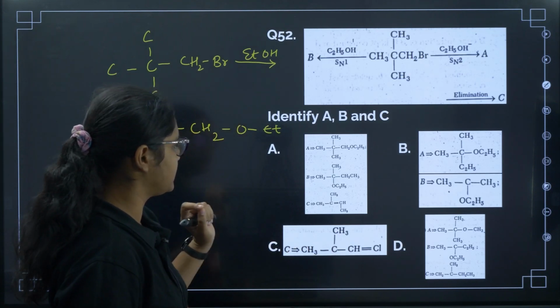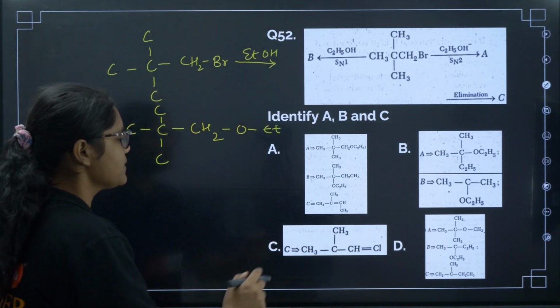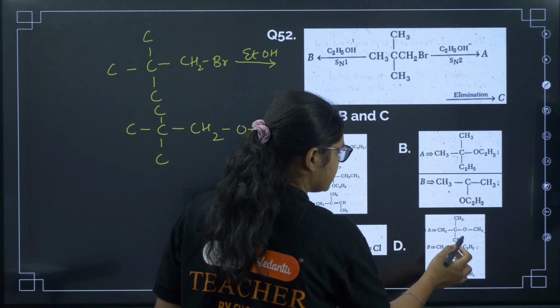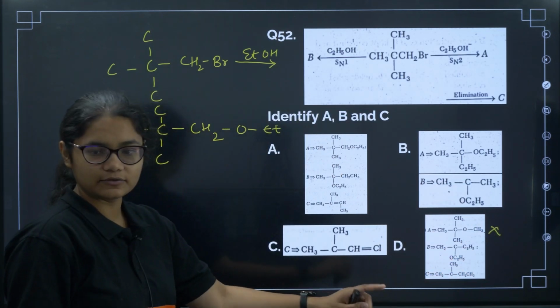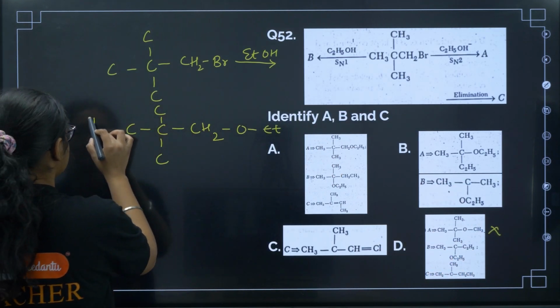Okay, the options are a little incorrect here. Okay, let us discuss the answers here. So this one, A can be there. This one is wrong because here a methyl group is there, so we can eliminate this option. So A is this one.